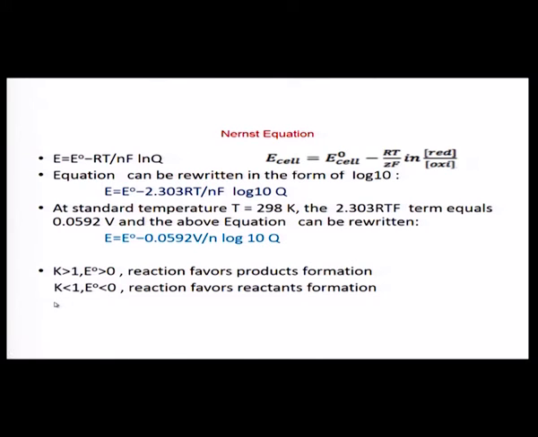So, ultimately, the information we get is that when the K value is greater than 1 and the standard EMF value is greater than 0, then the reaction favors product formation, that is, the reaction is spontaneous. And suppose the equilibrium constant K is less than or close to 1 and the E naught value is negative, then the reaction favors reactant formation. That means the reaction is not feasible, not spontaneous.